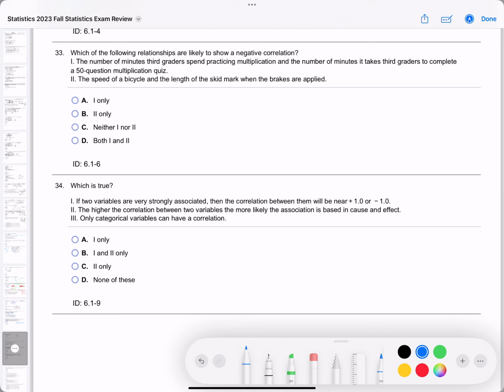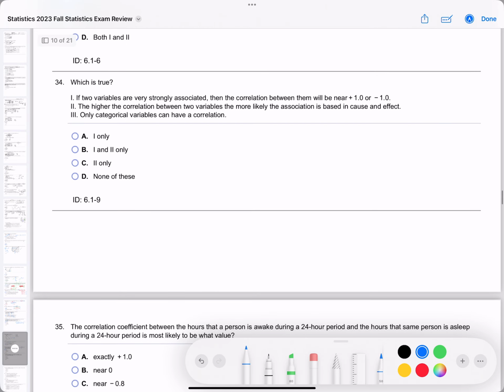Okay, for this one, the following relationship is a negative correlation. As the number of minutes third graders spend multiplying goes up, the number of minutes it takes them to complete the quest is going to go down. So as the first one goes up, the second one goes down, and that's the definition of negative correlation. So it would definitely be -1. The speed of a bicycle and the length of the skid marks with brakes applied, well, as the speed goes up, you're going to have larger skid marks when you stop. So it's just going to be 1.